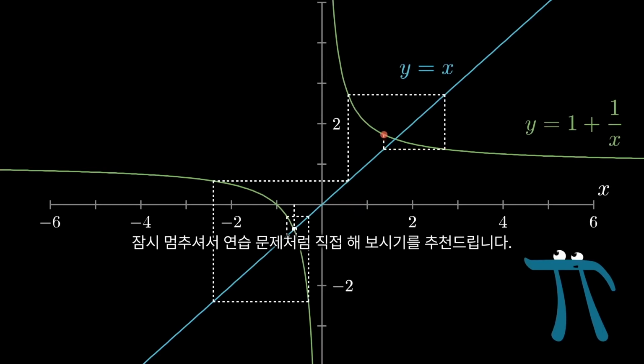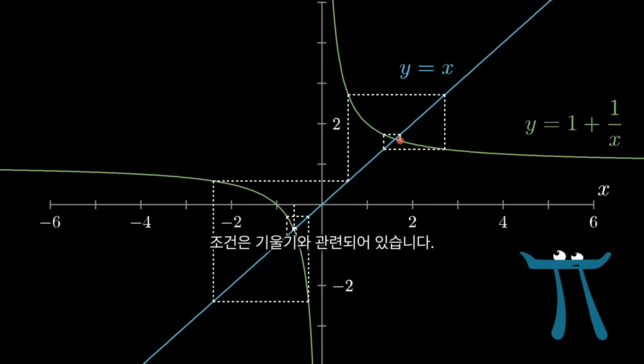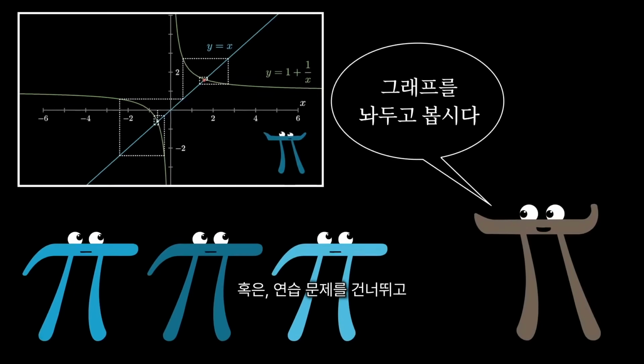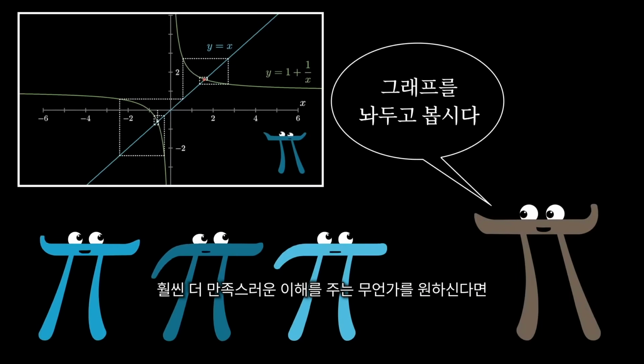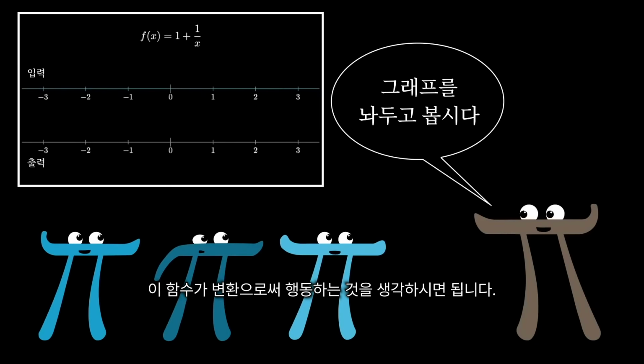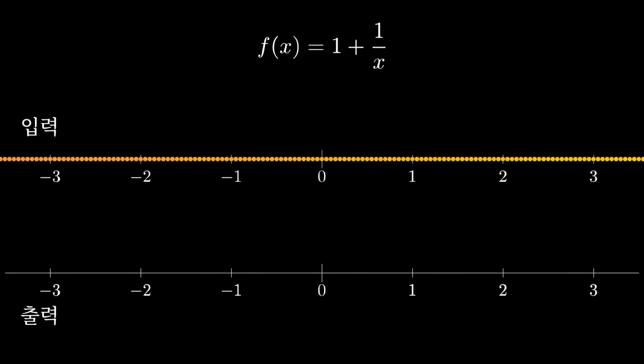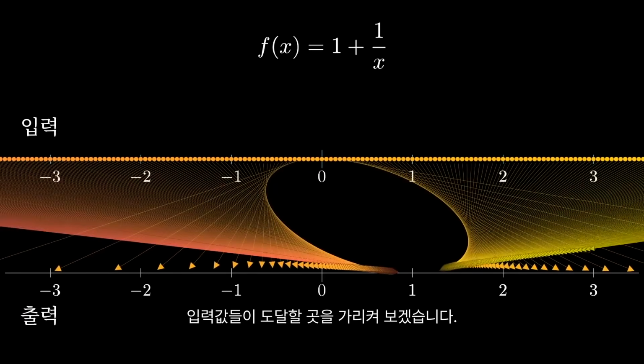And in fact, go ahead, pause right now and try to think it through as an exercise. It has to do with slopes. Or, if you want to skip the exercise for something that I think gives a much more satisfying understanding, think about how this function acts as a transformation. So I'm going to go ahead and start here by drawing a whole bunch of arrows to indicate where the various sampled input points will go.